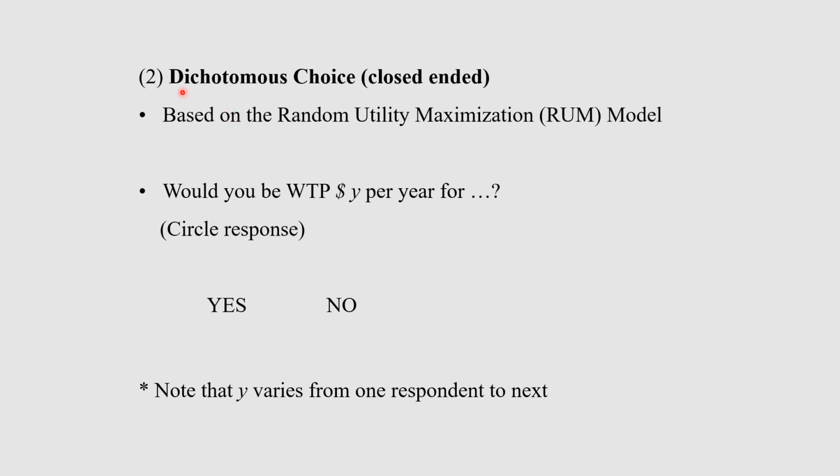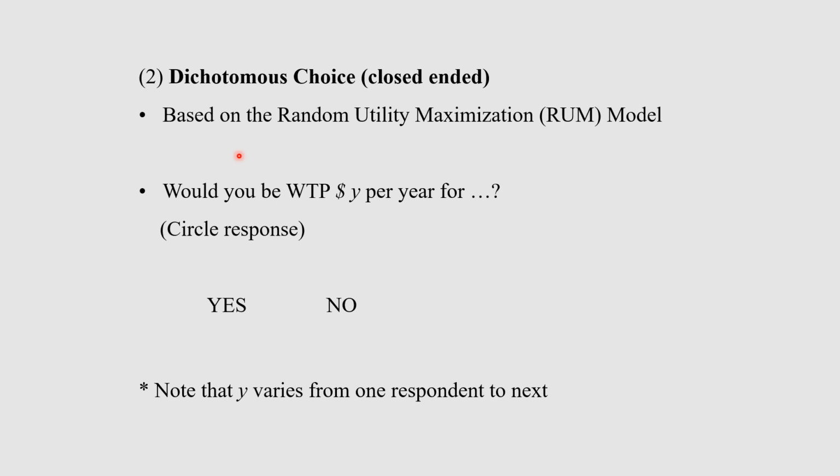The more important technique, or the one that people like the most, is the dichotomous choice, or closed-ended method. They like this method because it represents what we do in the grocery store, for example. You stand in front of a particular item you're going to buy, and you make a choice.